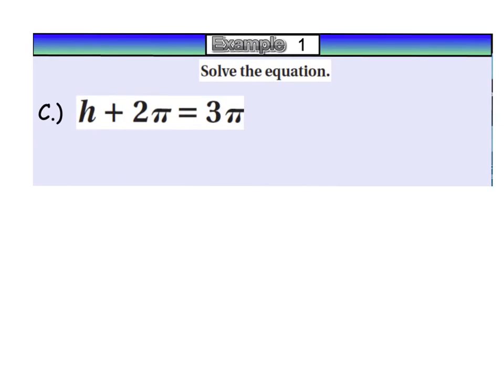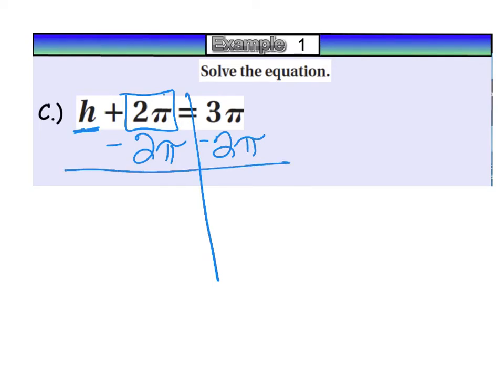Next example has pi in it. Pi we're using as a number. So this is a number all in itself. H is our variable. So to get h by itself, we're going to subtract 2 pi, using it as a whole number. So subtract 2 pi on that side. 2 pi minus 2 pi cancels out, leaving me with h. 3 pi minus 2 pi just leaves me with 1 pi. So we're going to use it as a number, not a variable.